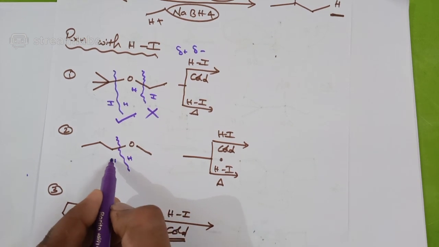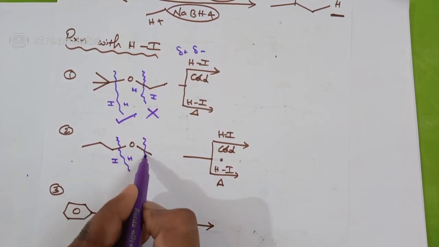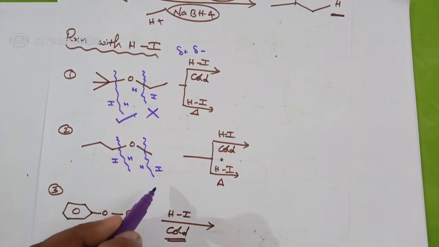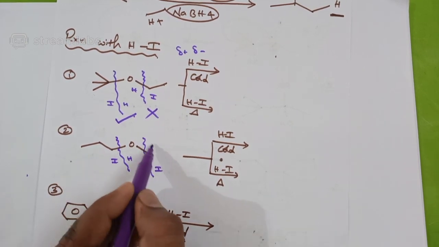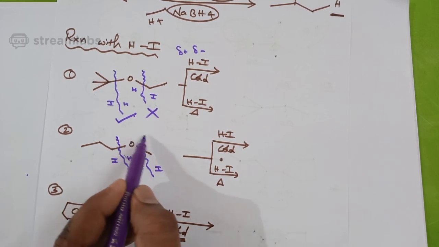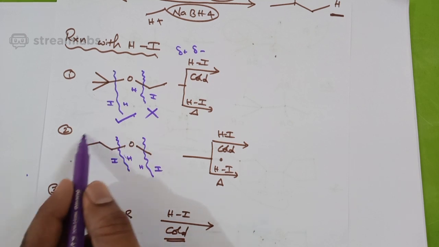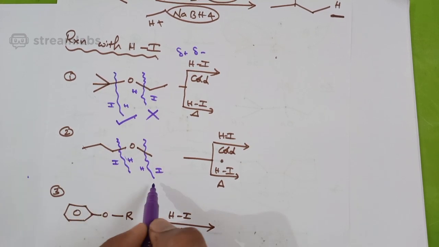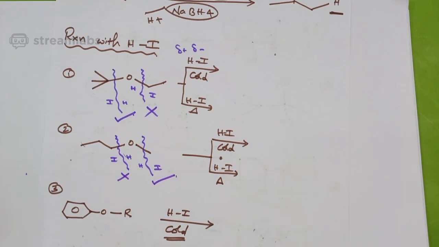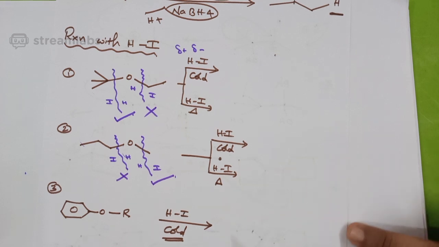In this case, if this bond cleaves, here H, here I, because the oxygen side H will attack. So for the first case, what is the answer? Methanol. This cleavage, what is the answer? Propanol. Which is correct in this case? The second one is correct, the first one is wrong. How is the first one wrong? What is the matter? It's very simple.